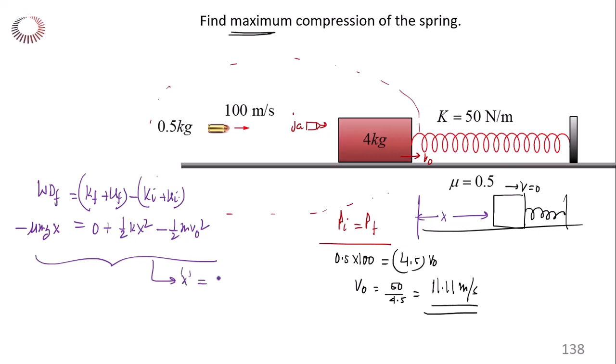This is a quadratic equation. You can solve it to get the value of X. This is how you have to approach the problem so that you can find the maximum compression, or we can say the displacement of the bullet-block system before it comes to rest.